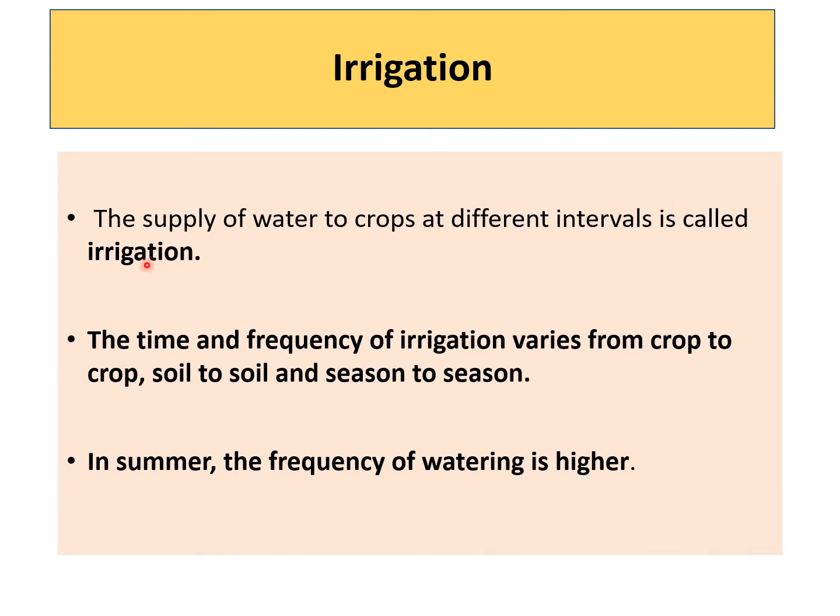So what is irrigation? The supply of water to the crops at different intervals is known as irrigation, right? Watering of the crops at different intervals is known as irrigation. The time and the frequency of irrigation vary from crop to crop, soil to soil and season to season. In summer, the frequency of watering is higher as compared to winter, and some crops need more water, for example paddy, and some crops need less water, right? So depending upon the crop and the season, the irrigation time and frequency vary.